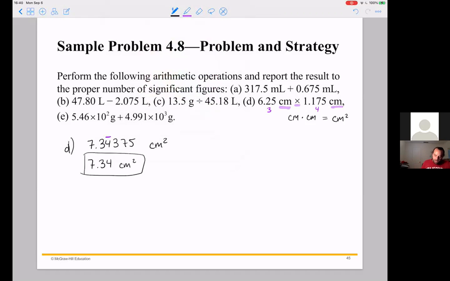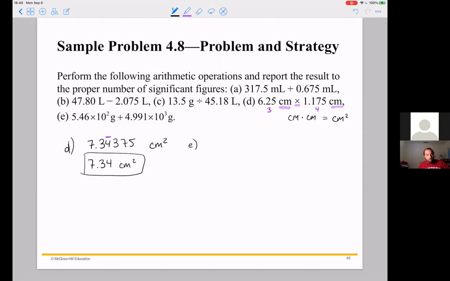Okay, now the last one, E, is probably the biggest pain in the butt we could have for addition subtraction problems. And that's when the numbers are given in scientific notation, because I'm actually going to have to take this out of scientific notation before I can actually add these up. I could add them up in scientific notation, my calculator would do it just fine. But in terms of figuring out where that last sig fig is, that's what makes this kind of a pain.